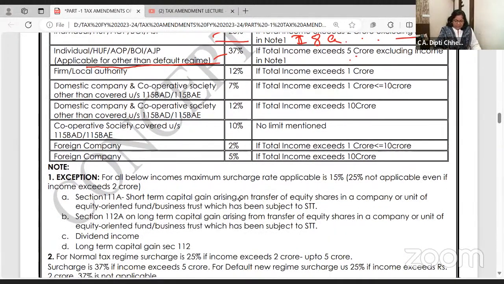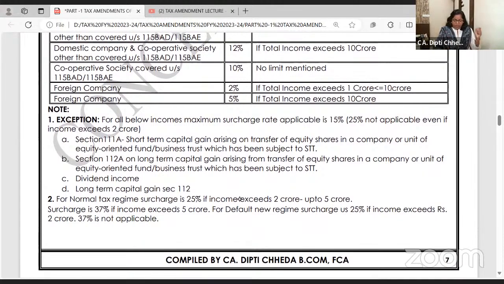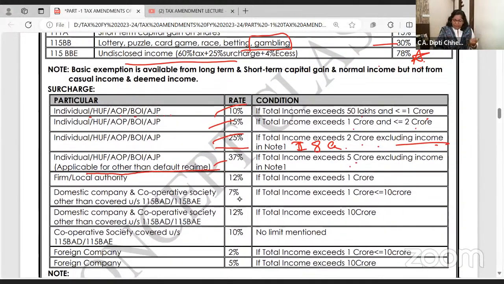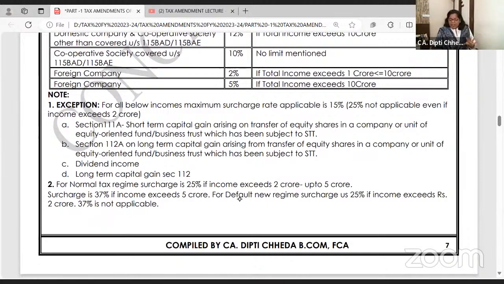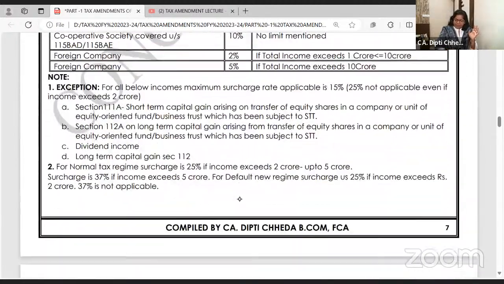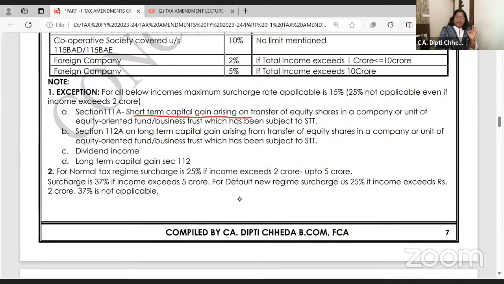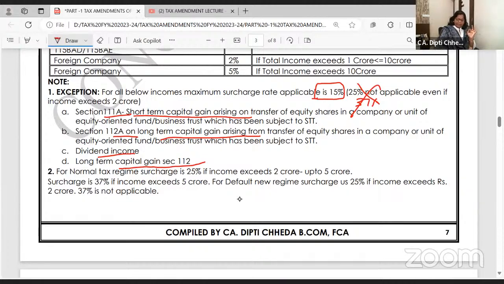Okay? There are other surcharge rates, and all is clear. Now, you said for the default tax regime the highest surcharge rate is 25%, and for others 37%. But there are some incomes wherein the highest surcharge rate is only 10 and 15%. Which ones? Short-term capital gain on shares under 111A, long-term capital gain on shares, dividend income, and long-term capital gain. On these incomes, the highest surcharge rate is only 15%. Forget about 25% and 37%, they are not applicable. Okay?